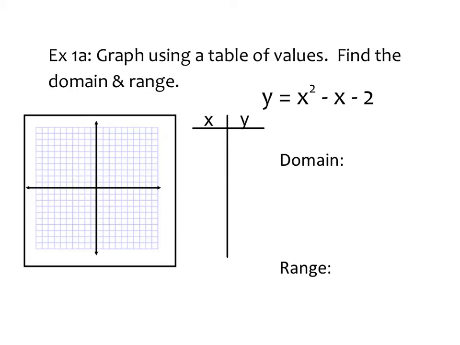Okay, let's practice graphing a quadratic function using a table of values, and then we'll find the domain and range. So here our quadratic is y equals x squared minus x minus 2. I'm going to graph this parabola by making a table. I'm just going to choose values for x such as -3, -1, 0, 1, and 3, just a couple of different values to graph this parabola. I'm going to plug in these values for x and solve for my output y.